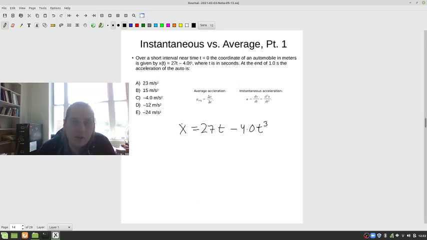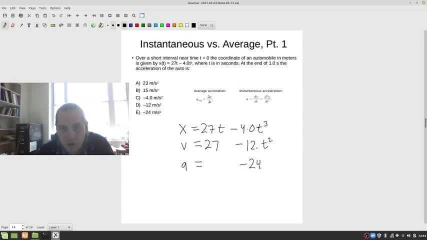All right, it says at the end of 1 second, the acceleration of the auto is, well, if I am writing this out, I should say, oh, no sweat. I will just take my derivative, 27 minus 3 times 4 is 12, t squared, and then take the derivative one more time. Derivative of a constant is 0. 2 times 12 is minus 24 t, and then I put in 1 second in for t, and I'm done.